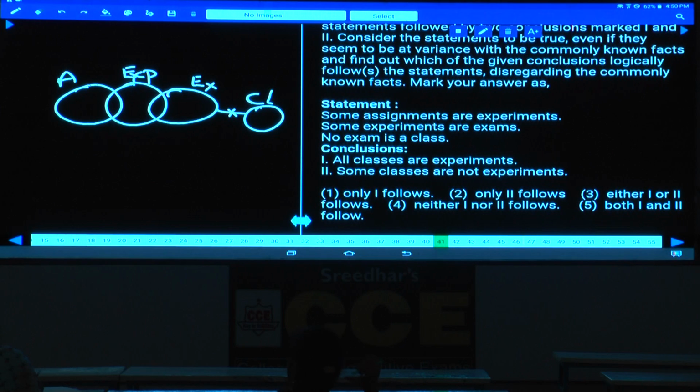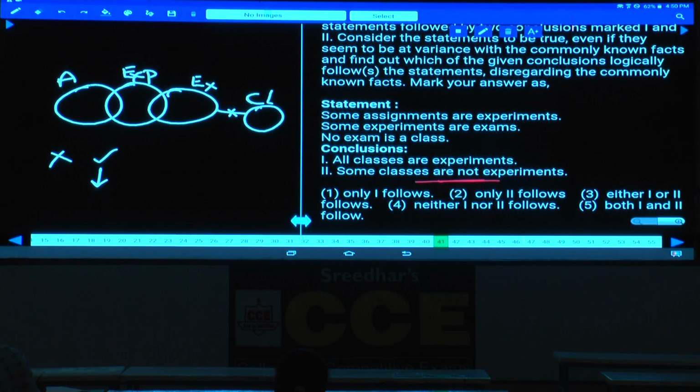Then with the help of this, check whether all classes are experiments. Is it true or false? It is false. Next one, some classes are not experiments. No class is an experiment, so some classes are not experiments is definitely true, isn't it? Hence, with the help of this, only conclusion 2 follows, and conclusion 2 is a negative conclusion.